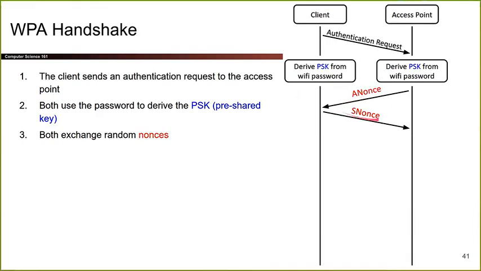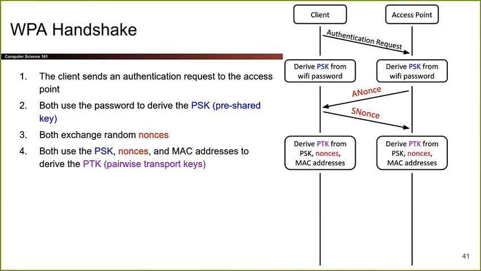So these are random numbers that are generated every single time. Access point sends one called A nonce, client sends one called S nonce. I actually don't know why it's called S, but that's okay. Now, supplicant, okay.